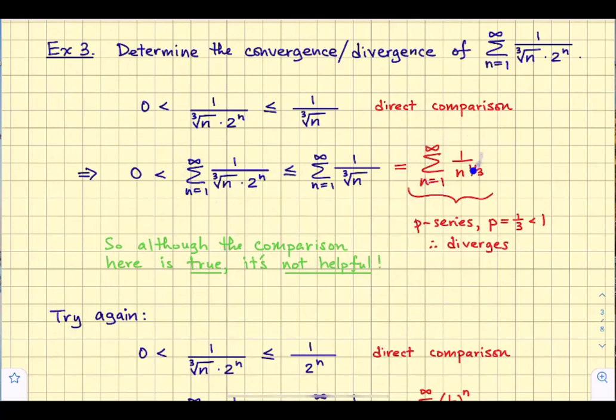that's known to diverge. The reason I included this example is oftentimes we can make direct comparisons and they are true comparisons, but they're not helpful in determining convergence or divergence. And so I wanted you to see what that feels like because it could easily happen to you. It doesn't necessarily mean that you did anything wrong.